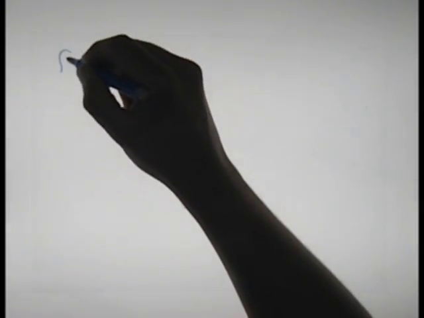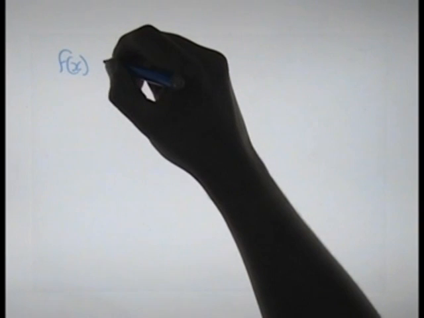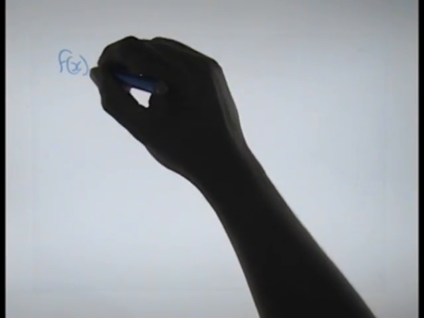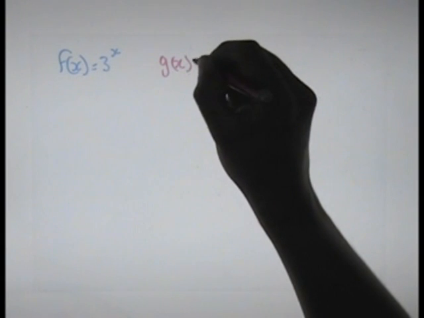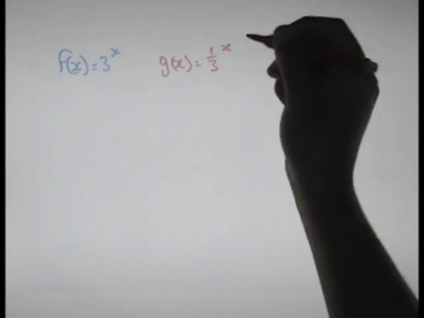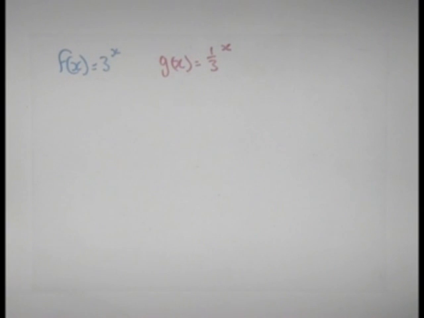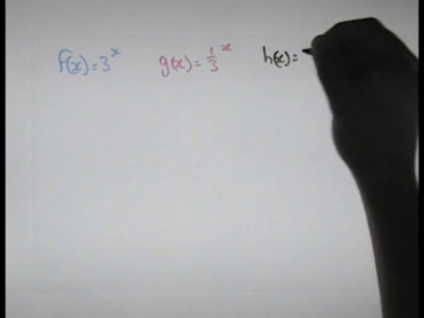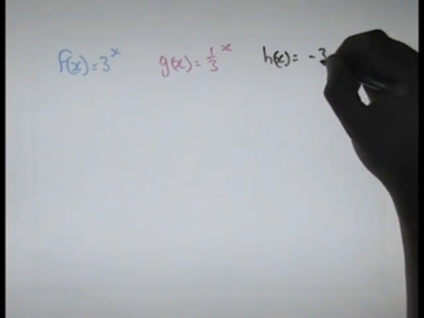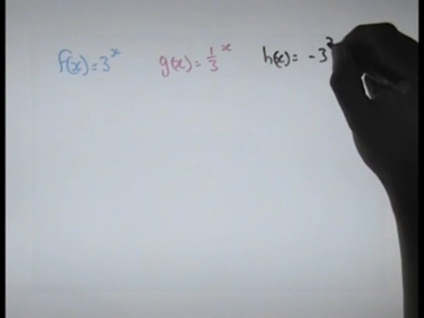The example I'm going to use to illustrate how we're going to progress with the rest of this tutorial is as follows. Draw in the same set of axes the following graphs. First one, f of x is equal to 3 to the power x. The next one, g of x is equal to 1 over 3 to the power x. h of x is equal to negative 3 to the power x.